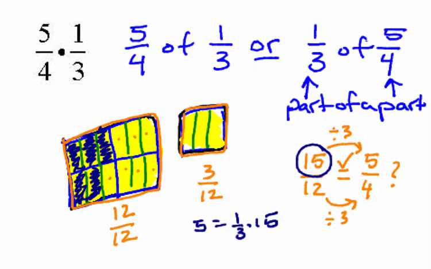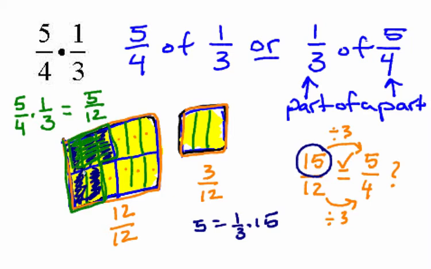So our final answer would say that 5/4 times 1/3 equals 5/12. Remember, each of these pieces here is a 12th, and 5 of them made up 1/3 of the original 5/4.